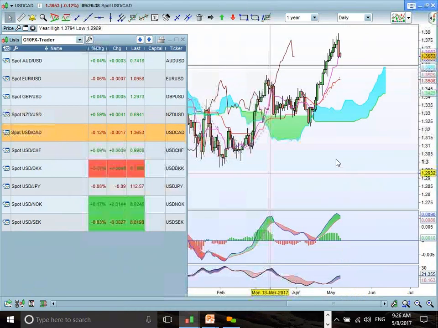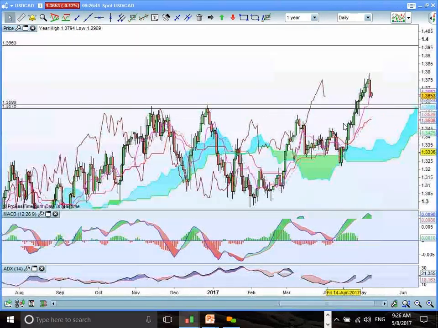US dollar CAD. Pulling back after a tremendous rally.